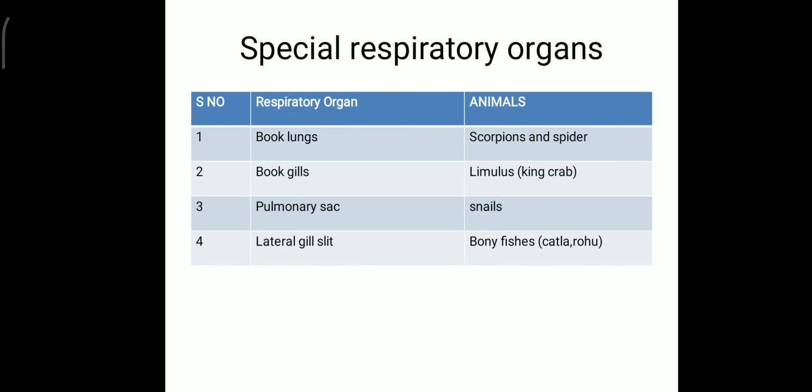Now we are going to see about the special types of respiratory organs. In the previous tabulation, I showed the usual respiration types, but some animals also possess a special respiratory organ. We will see that. Examples are scorpion and spider, which use the book lung as a respiratory organ. Number 2, limulus, uses book gills as its respiratory organ. Snail uses the pulmonary sac. And the last, the bony fishes, use lateral gill slits as their respiratory organ.